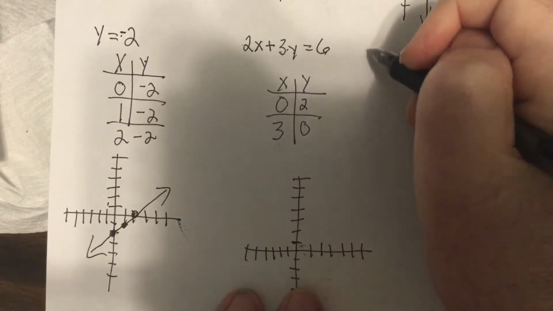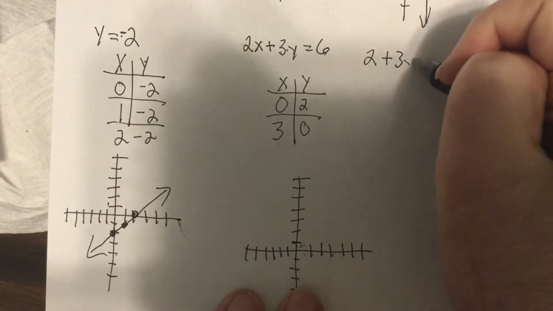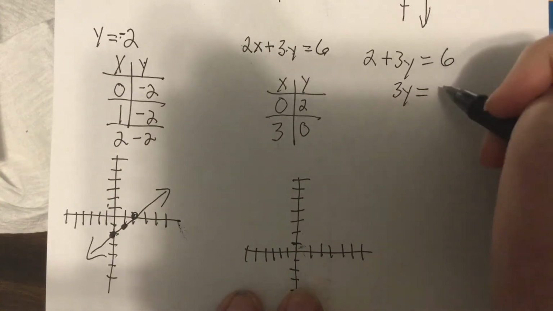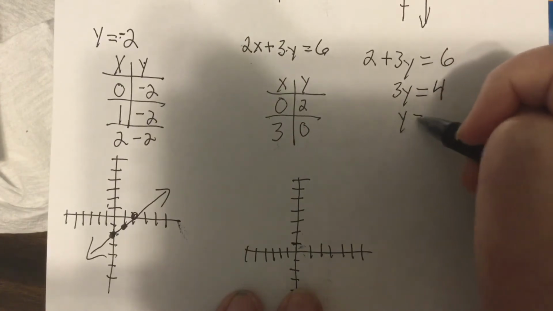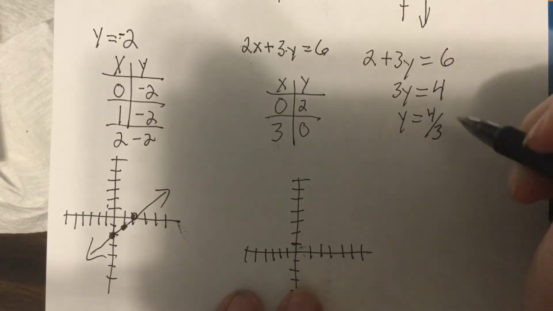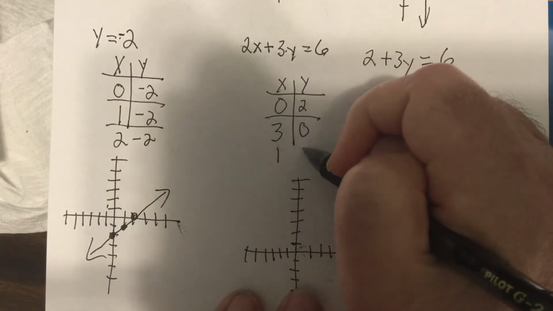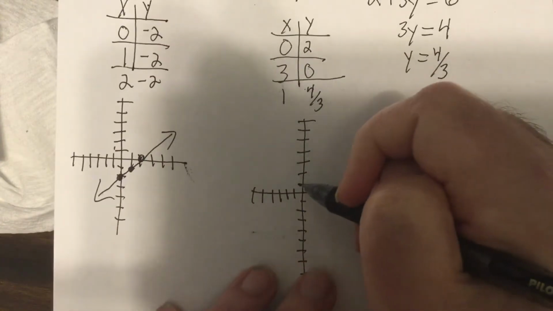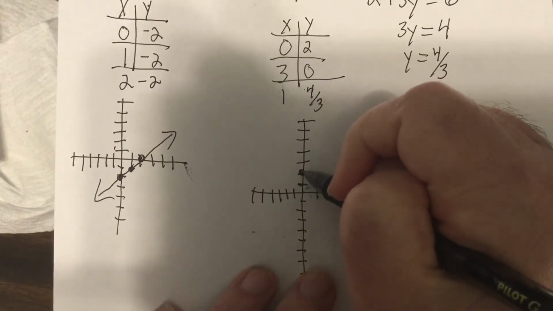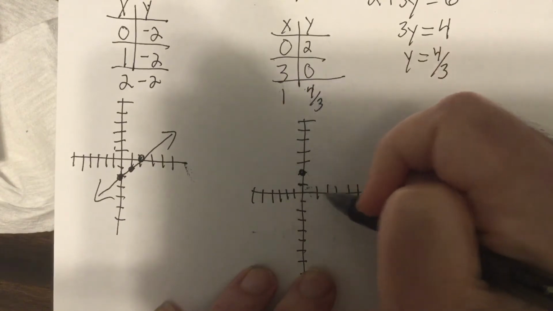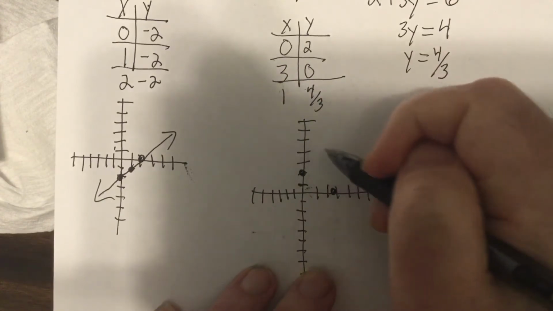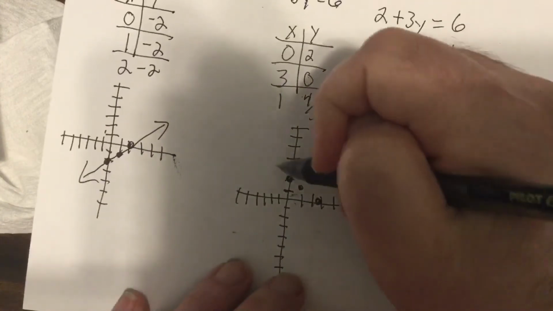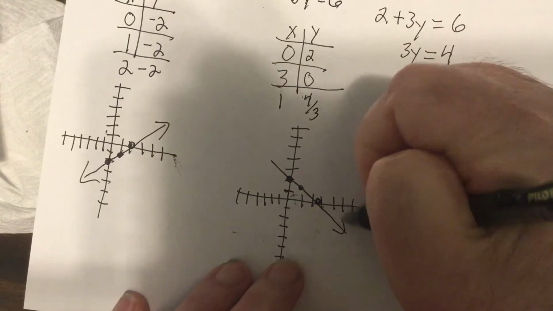Then let's put in 1. So this will be a nasty number. 2 plus 3y equals 6. Subtract 2. So that'd be 4. So y equals 4/3. There's nothing wrong with the fraction. So that'd be 1, 4/3. So we'll approximate that one. So 0, 2, that'd be here, straight up 2. 3, 0, across 3. And then 1, 4/3 would be a little bit past the 1.